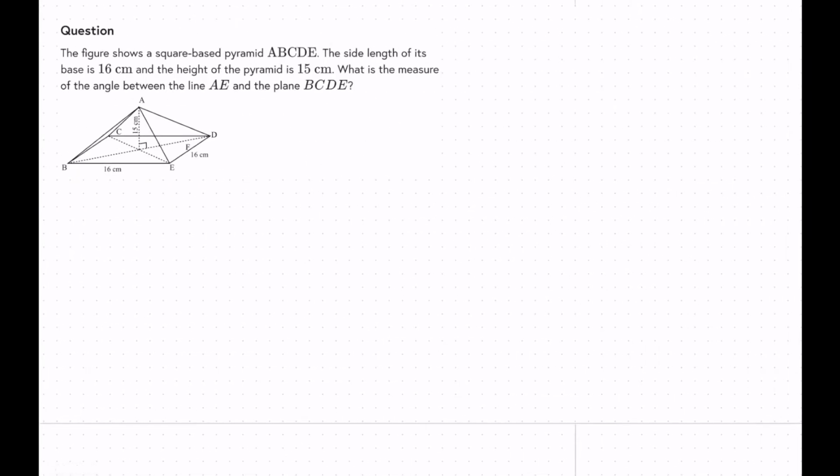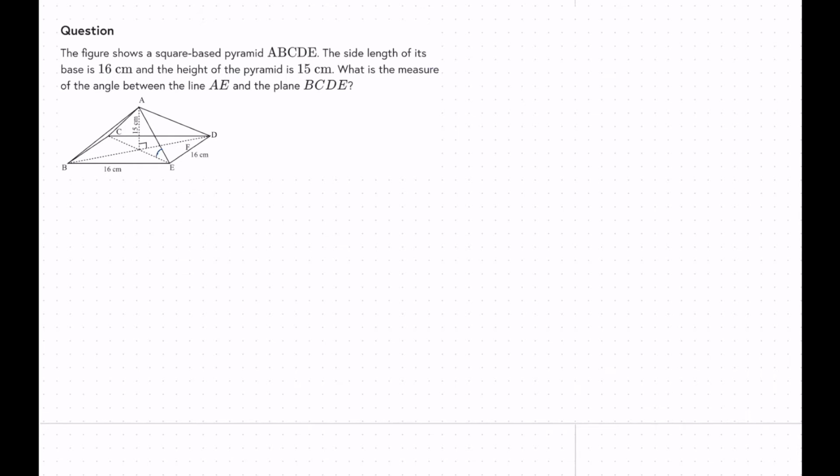In this next question, we are given a 3D shape, in this case a square-based pyramid, and asked to find the angle between the line AE and the plane BCDE. Well, the plane is the square base, and the line is this line here. So what we're trying to find is the angle at that point there.